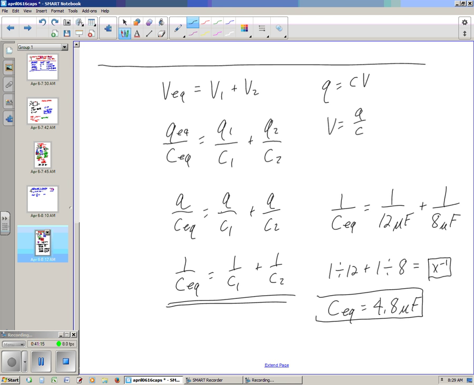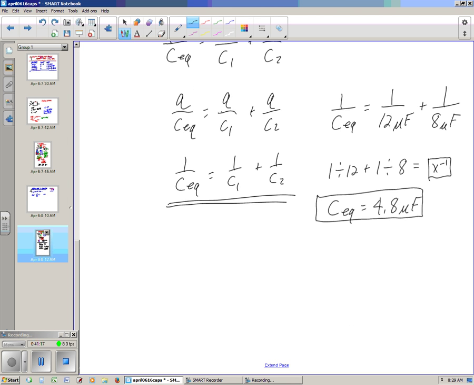So that's the equivalent capacitance. I call this reciprocal addition, because what we're doing is adding reciprocals and taking the reciprocal of that addition of reciprocals. It gives you the right answer.